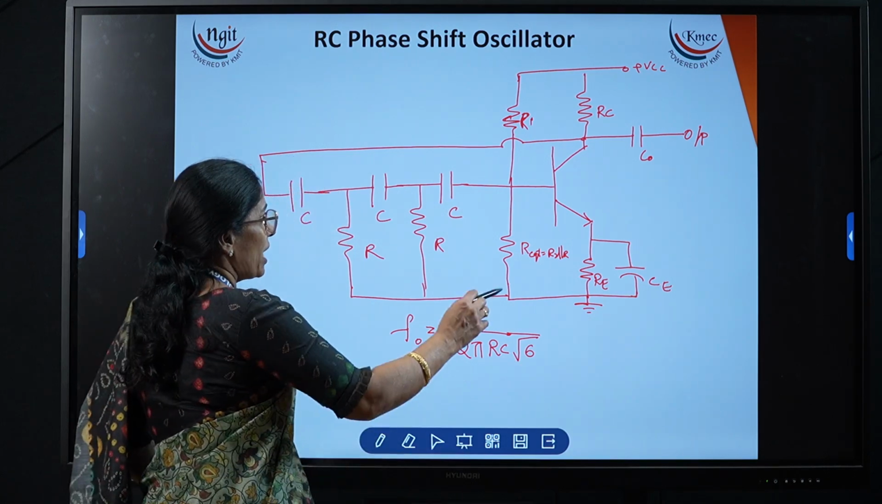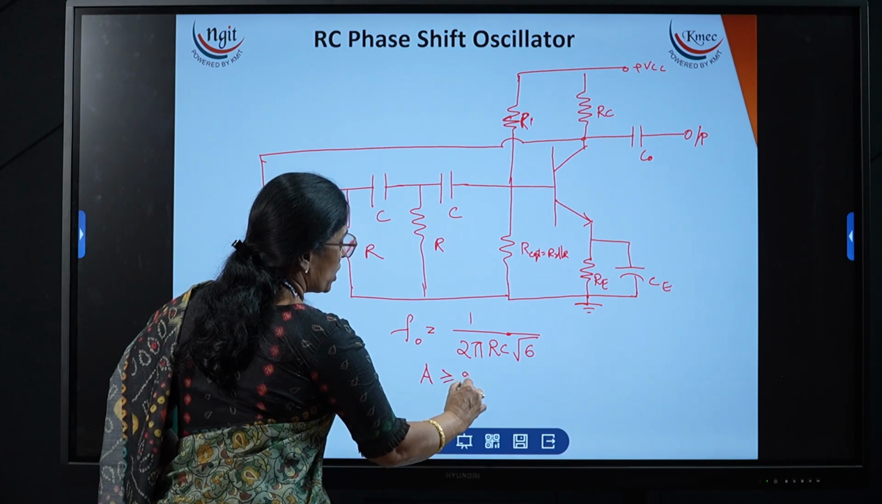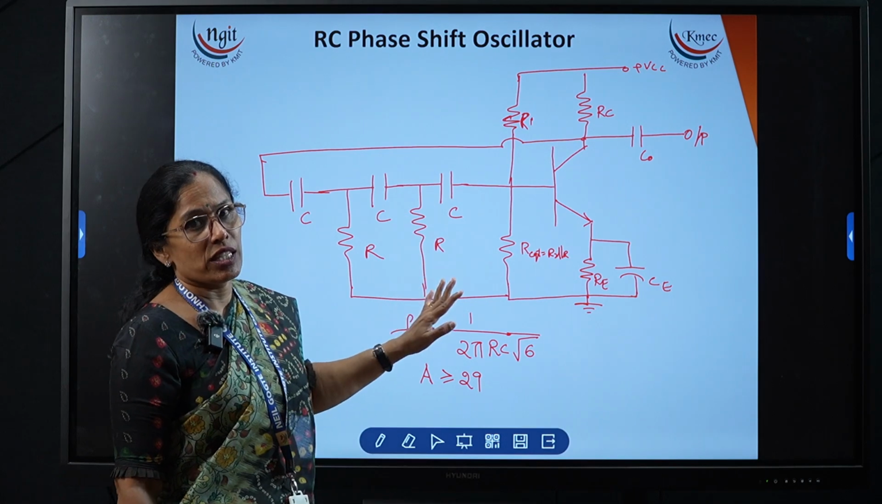Now if we calculate the gain for this circuit, the gain must be greater than or equal to 29. Only then will this circuit produce the oscillations.